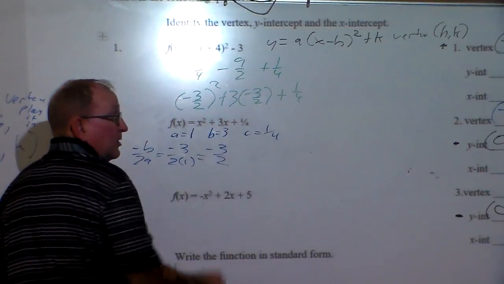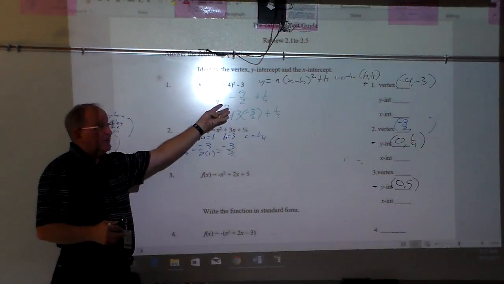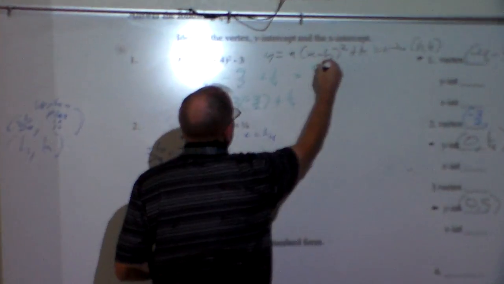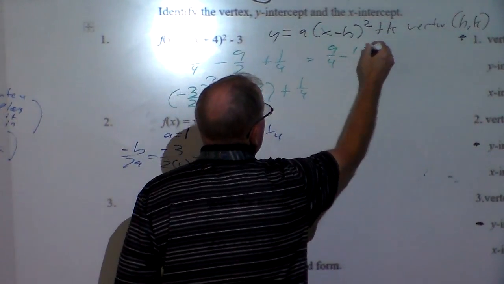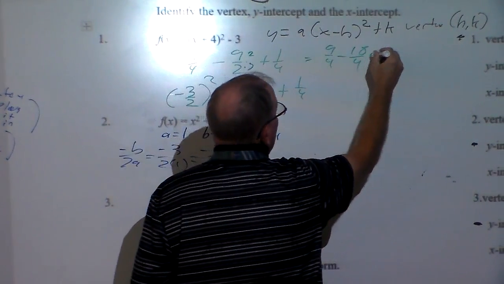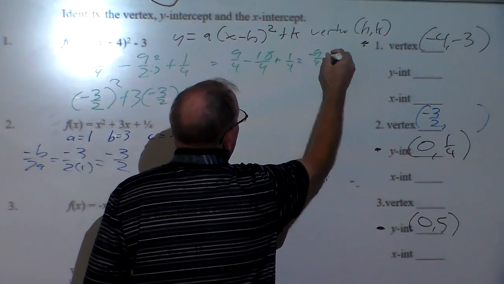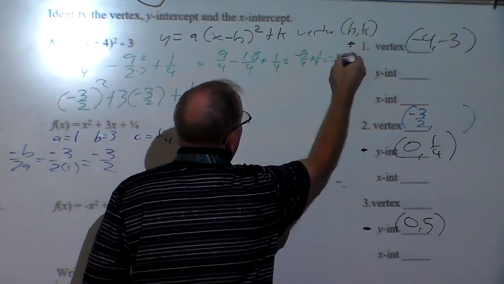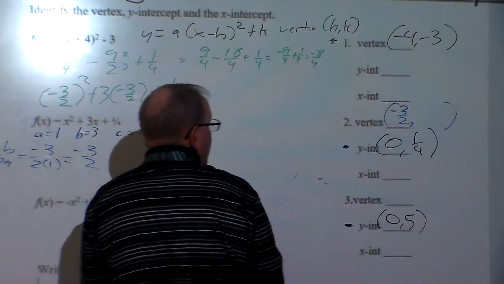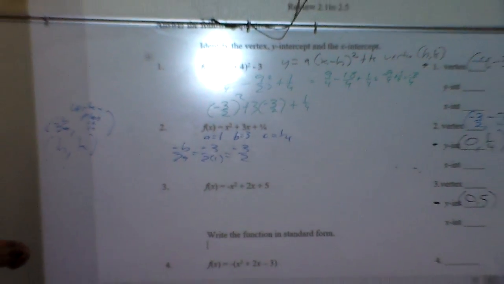Well, you have to have a common denominator, or you can go to the calculator and type it all in, hit math fraction and get an answer. But here's the thing: 9 halves is the same as 18/4, because I'm just multiplying by 2, plus 1/4. Well, 9 minus 18 is negative 9/4, plus 1/4 makes negative 8/4, which is the same thing as negative 2. So the vertex at number 2 was negative 3 halves, negative 2.